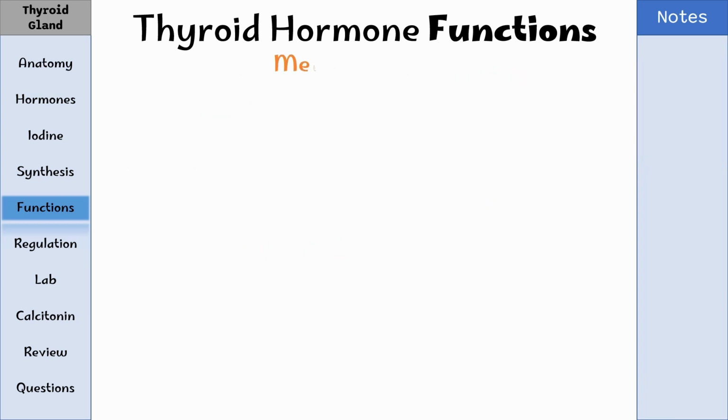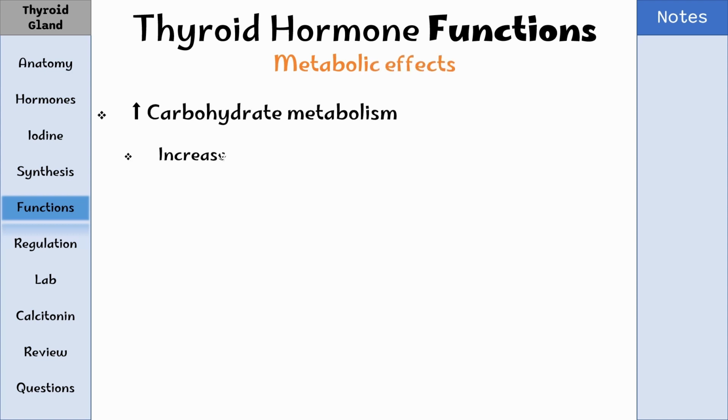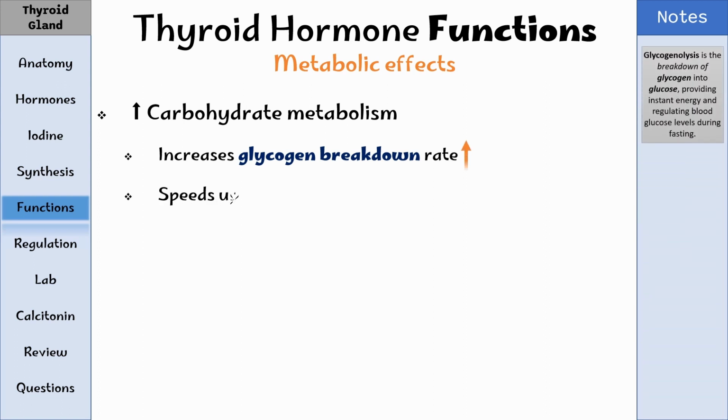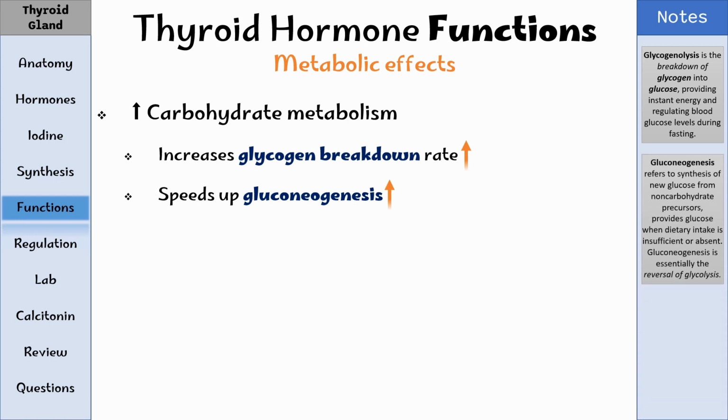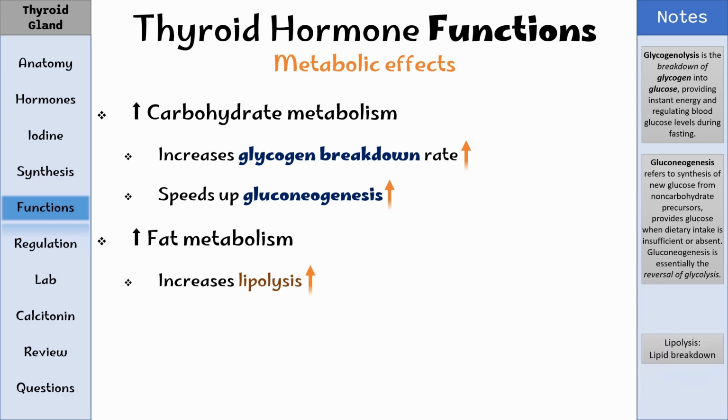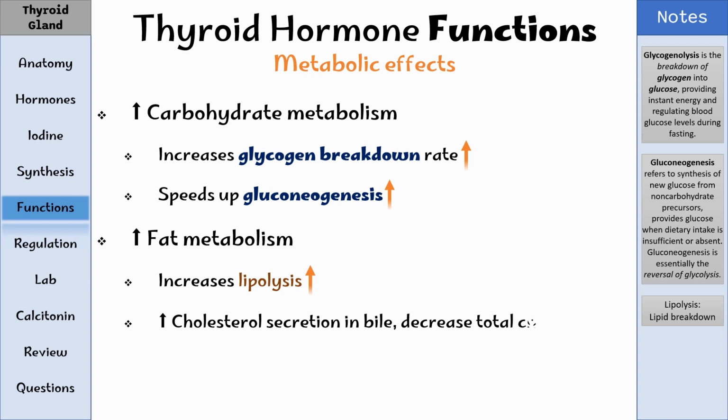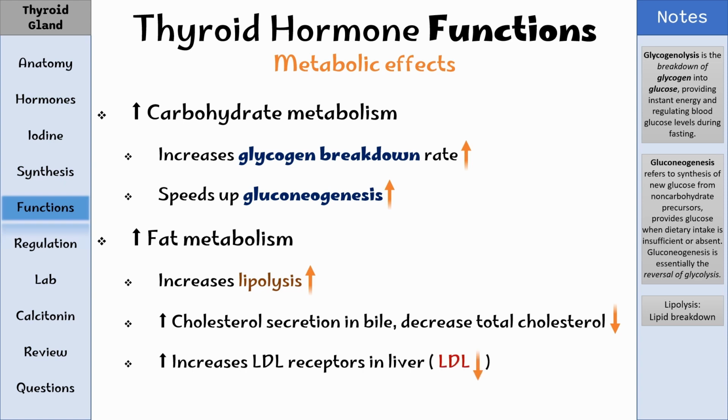If we look into its metabolic effects, the thyroid hormones speed up carbohydrate metabolism, increase glycogen breakdown rate, and speed up gluconeogenesis. Thyroid hormones also increase fat metabolism. They increase the rate of lipolysis. They also increase the cholesterol secretion in the bile and decrease the total cholesterol. They increase the number of LDL receptors in the liver, which leads to lower LDL cholesterol levels.